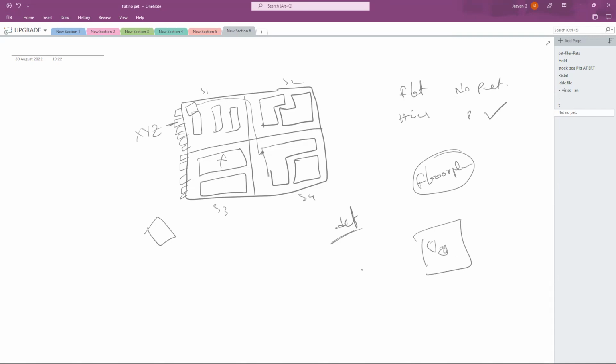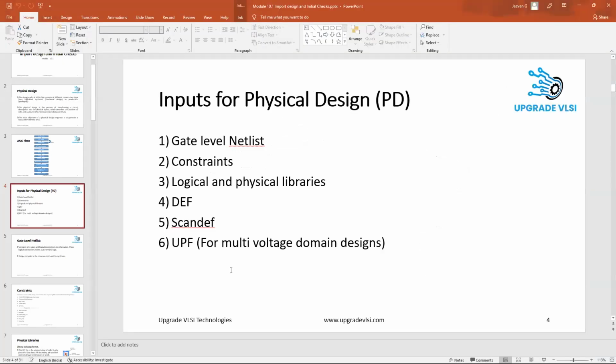Everything you have performed with respect to the floor plan will be there in the floorplan.def. So this is the DEF output. This is the DEF. Scan DEF is like, how to tell, fine.